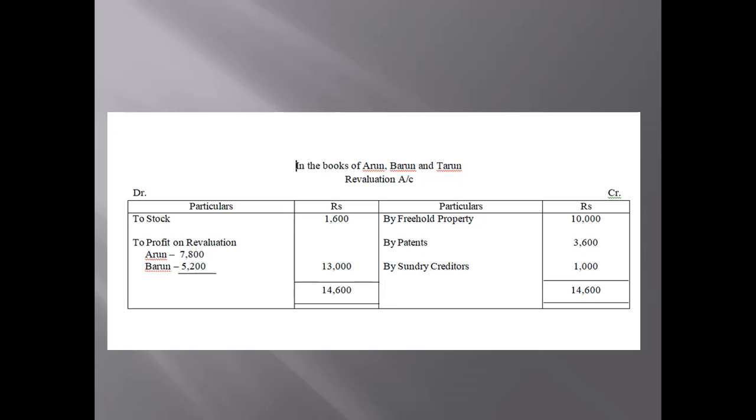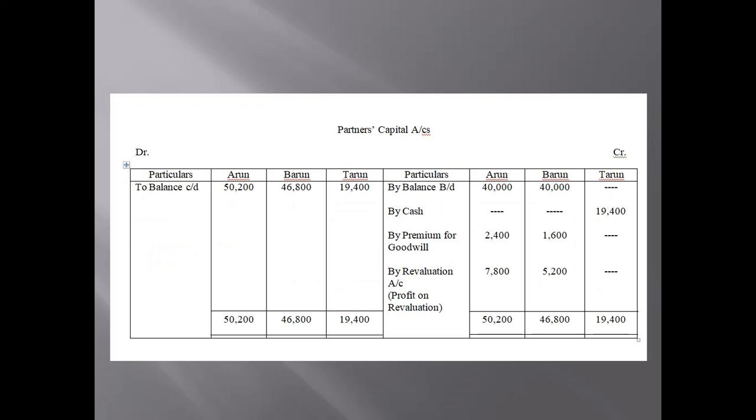Now let us move on to the capital account. We write by balance b/d for Arun and Barun. You can see here. I hope you have the book in front of you while watching this video. Don't just watch the video like other YouTube videos, because this video is made specifically for the solution of the questions. So please have the book and the copy by your side. You can pause the video in between. You can rewind the video. I don't have to tell you all these things. You know very well.